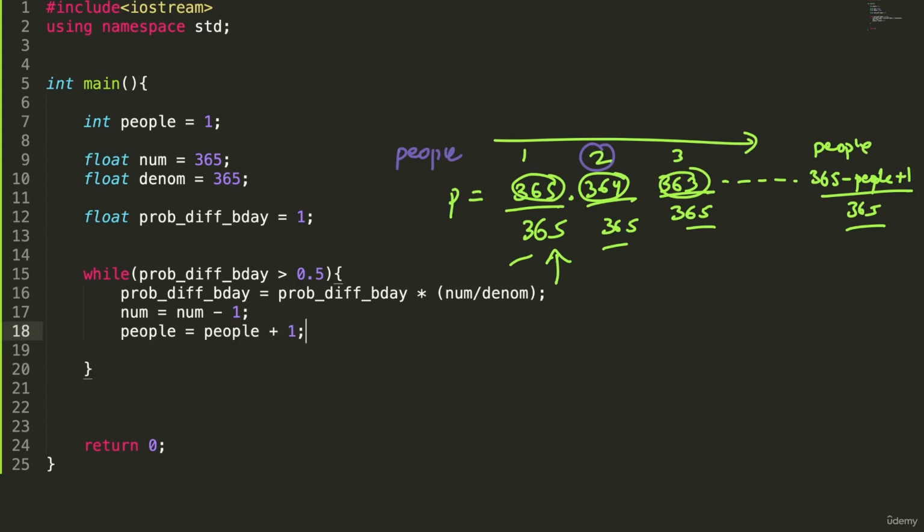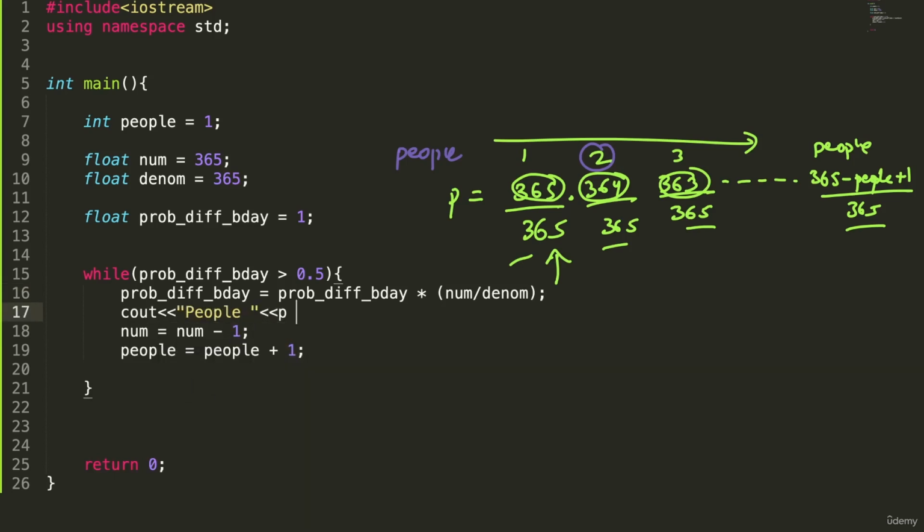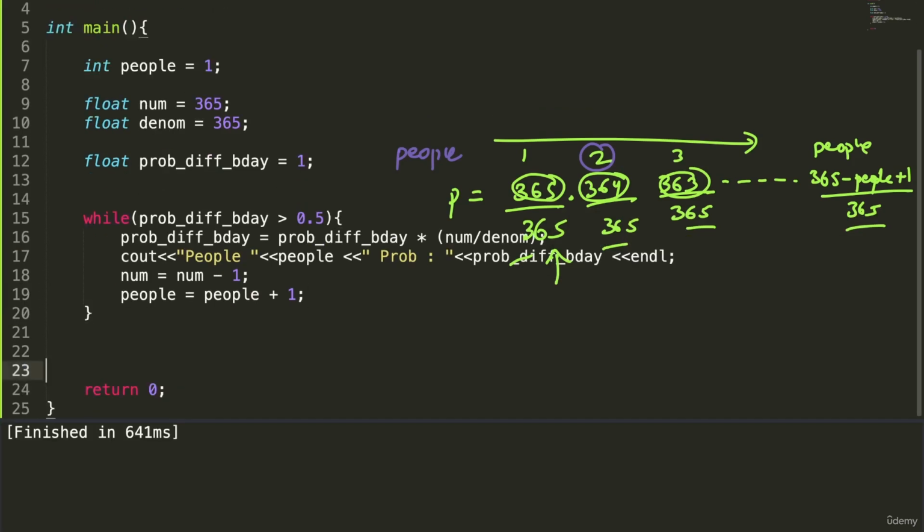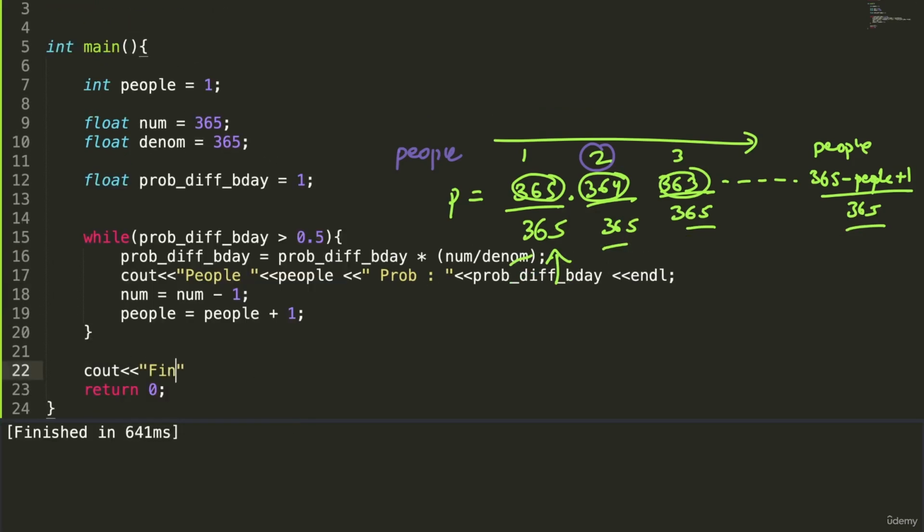And one thing we can do is print this probability. So I can say cout the number of people is this much, that is people, and the probability is this much, that is the probability of having different birthdays, so that you can see how this probability is getting reduced. And finally you can say, okay, the final answer is going to be people.